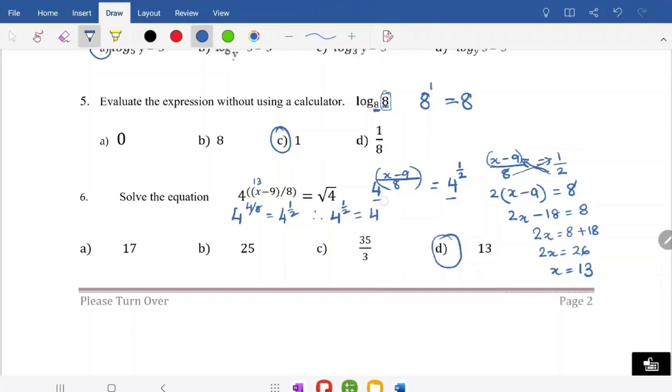So both sides are equal to each other. So 13 is the solution of this equation. So D is the right choice.